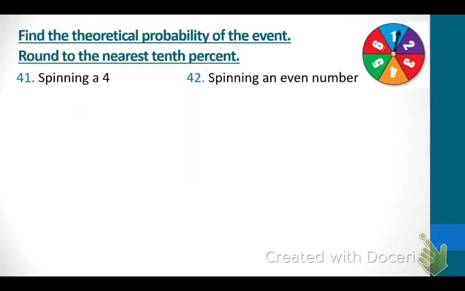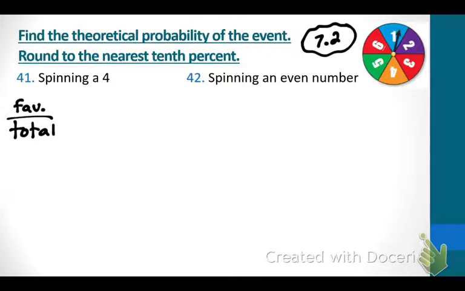Okay, we're going to continue down to number 41. Find the theoretical probability of the event and round to the nearest tenth percent. Who remembers what the theoretical probability formula is? Kalani, what is it? Favorable over total. If you don't have that written down, I want you to write that down for me, please. This comes from 7.2. Favorable is what you're looking for. Guys, how many chances do I have of getting a 4 off that spinner? There's 1 out of how many total chances? 1 out of 6 chance that that's going to happen.